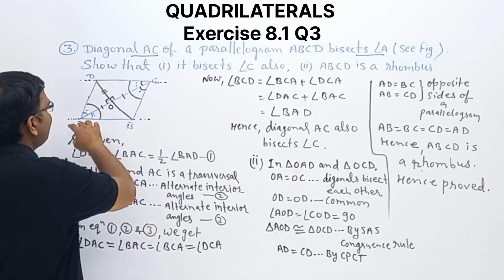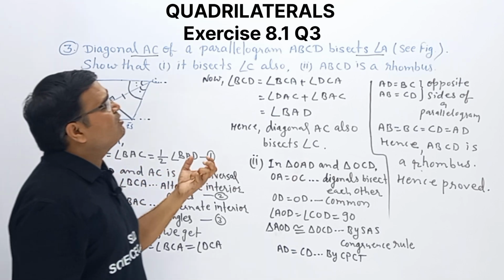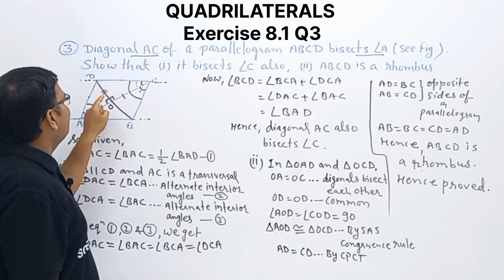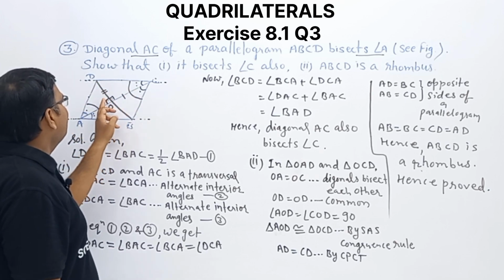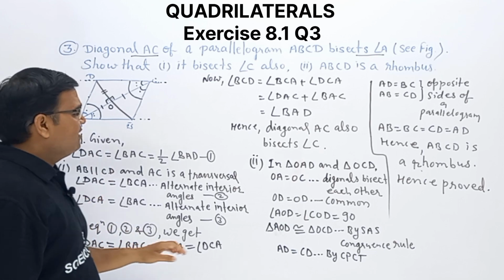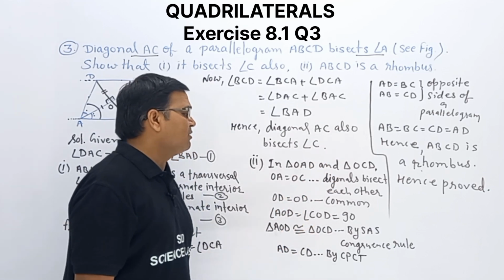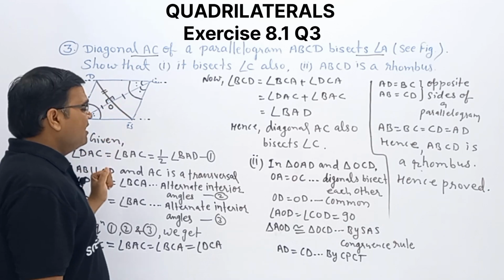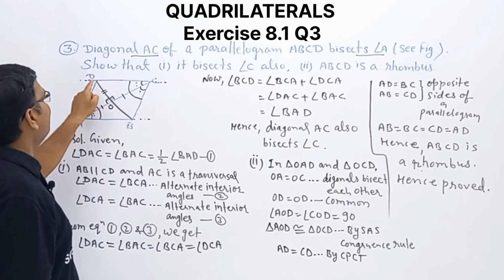Clear? And to prove that ABCD is a rhombus, these diagonals are bisecting perpendicularly. Diagonals are bisecting at right angle. This angle equal to this one, this angle equal to this one. So finally, from these three conditions, we can say these two triangles are congruent by side angle side congruence rule. Once we observe these are congruent, then corresponding parts of these two triangles will be equal. So AD equal to CD.